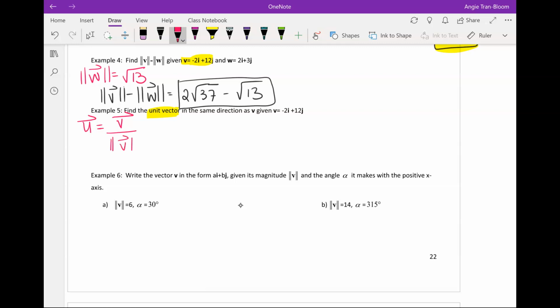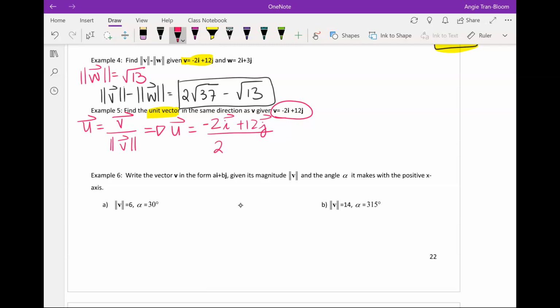V. You're right. Okay. Well, if you look at the example, is this v the same as example 3? That means we should already know what? The magnitude. So now we just have to find the unit vector. So unit vector equals vector v, which is negative 2i plus 12j, divided by, what's the magnitude?